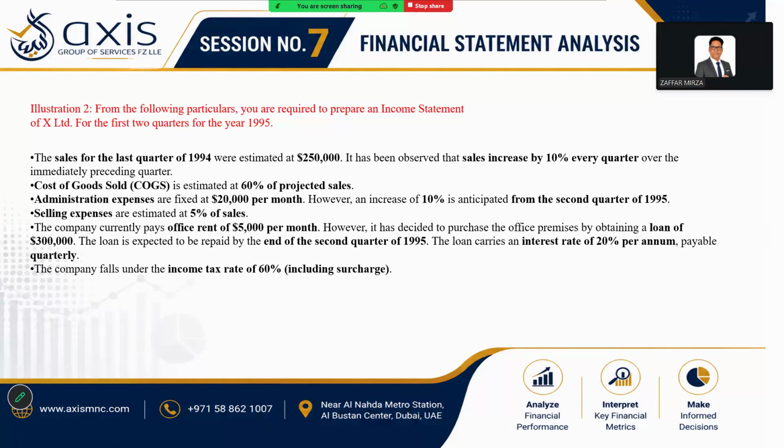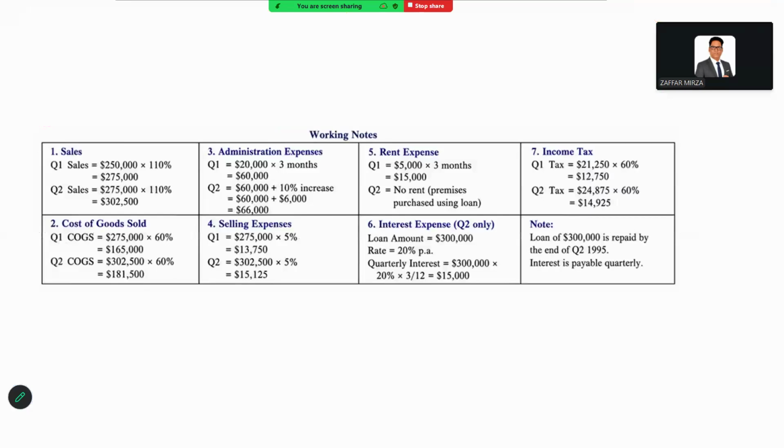Selling expenses are estimated at 5% of sales. Means 5% of 250,000, 5% of 275. The company currently pays the office rent of 5,000 per month. However, it has been decided to purchase the office premises by obtaining a loan of 300,000. The loan is expected to be repaid at the end of the second quarter. The loan carries an interest of 20% per annum payable quarterly. The company falls under the income tax of 60%, including the surcharge.